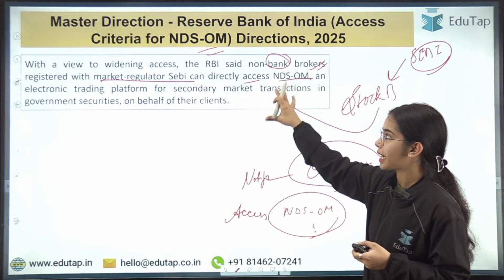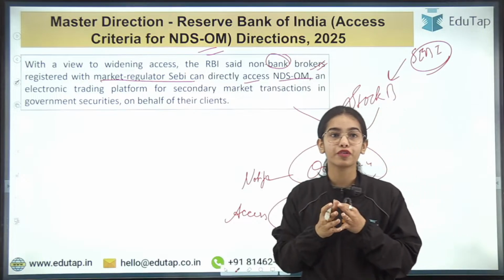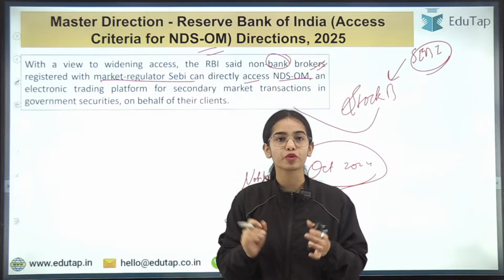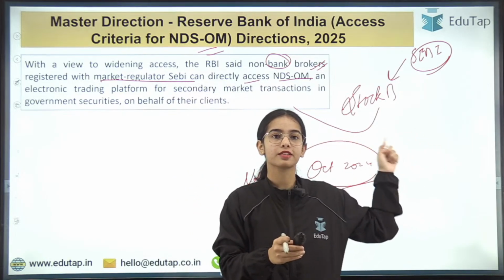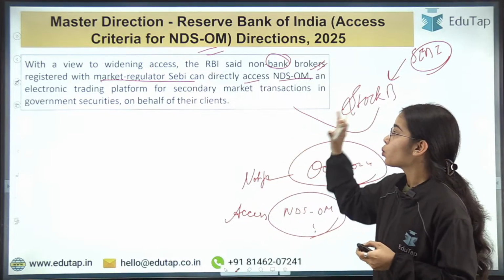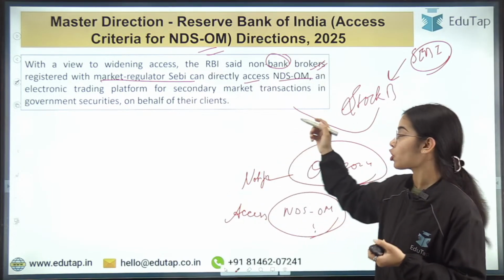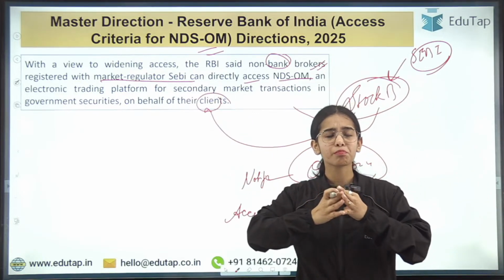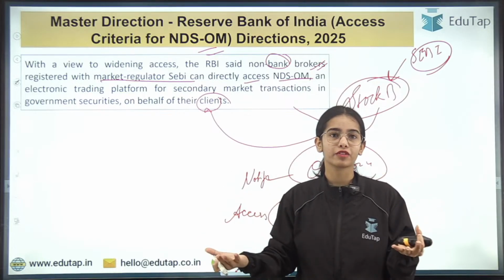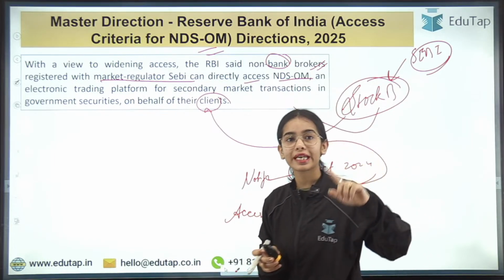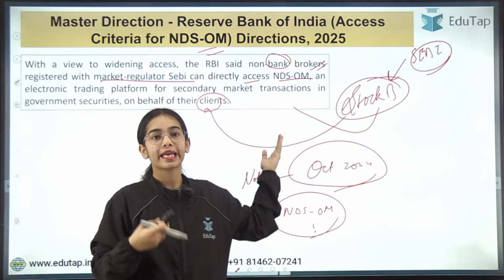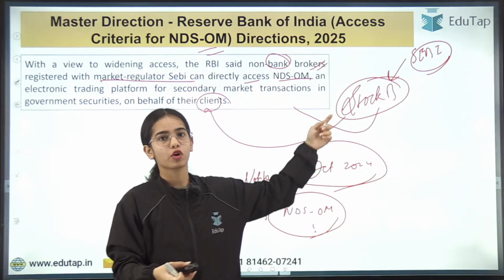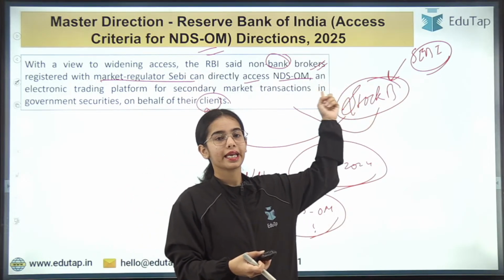So this is the basic idea: with a view to widening access to the NDS-OM, access is going to be provided to non-bank brokers registered with SEBI. Now why has this happened? Stock brokers have huge numbers of clients, in lakhs. These clients should get access to the NDS-OM platform. That's why the connection is provided for stock brokers to directly access the NDS-OM platform.